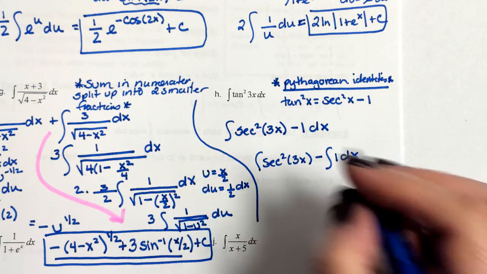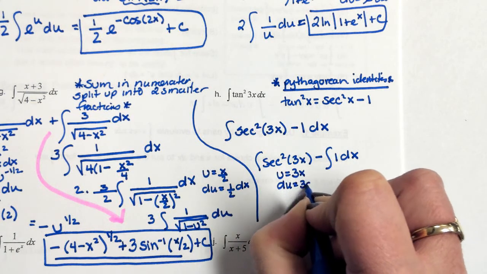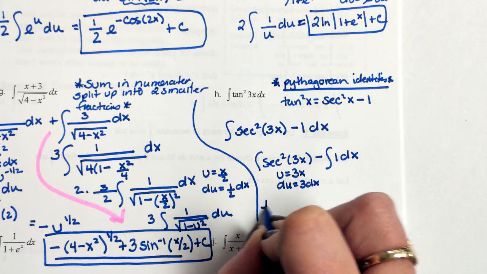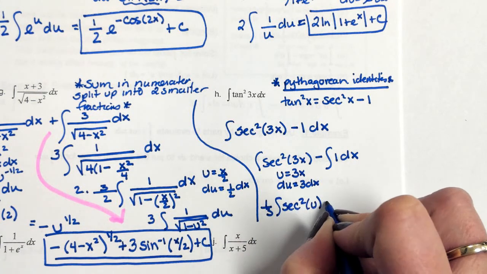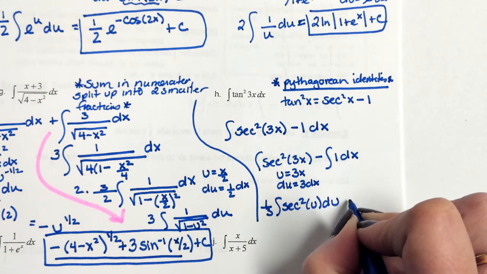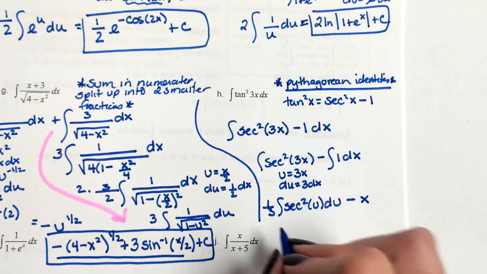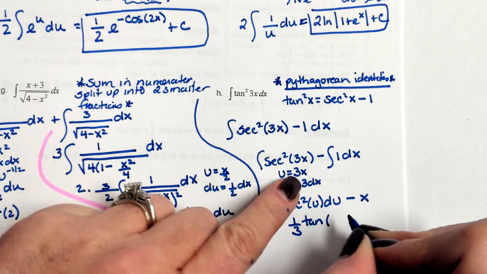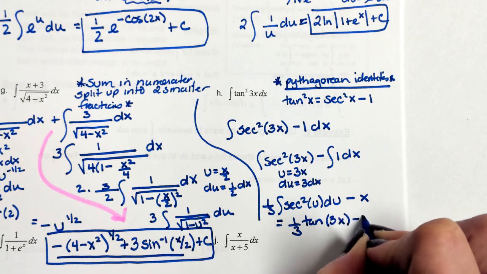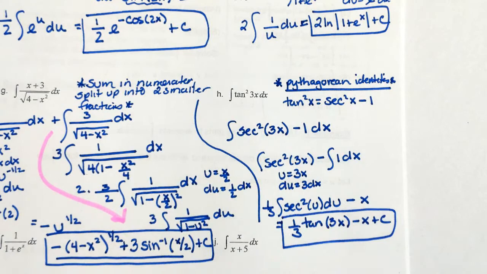I'm going to have to do a u sub. So u is equal to 3x, my du is equal to 3 dx. So I'll have 1/3 times the antiderivative of secant squared of u du. And again, I can integrate this minus 1 dx, which would be just a minus x. So the antiderivative of secant squared is simply going to be a tangent. So this will be 1/3 times the tangent. Again, I can bring back in that 3x, minus x plus c.